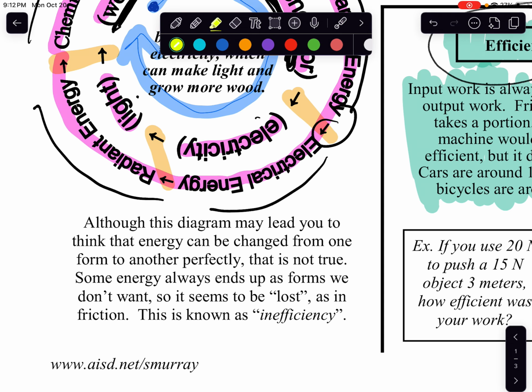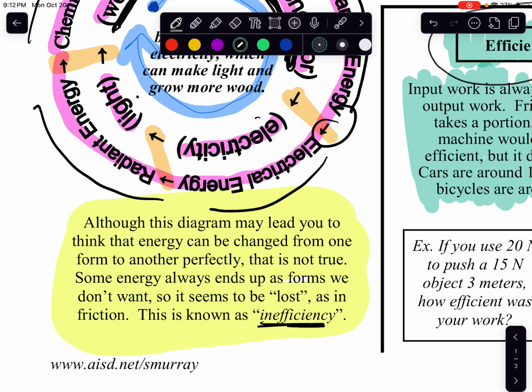The last thing to note here is right here. It says the diagram may lead you to think that energy can be changed from one form to another perfectly. That's not true. Usually, some of that energy gets lost in the transformation. It's not super efficient.